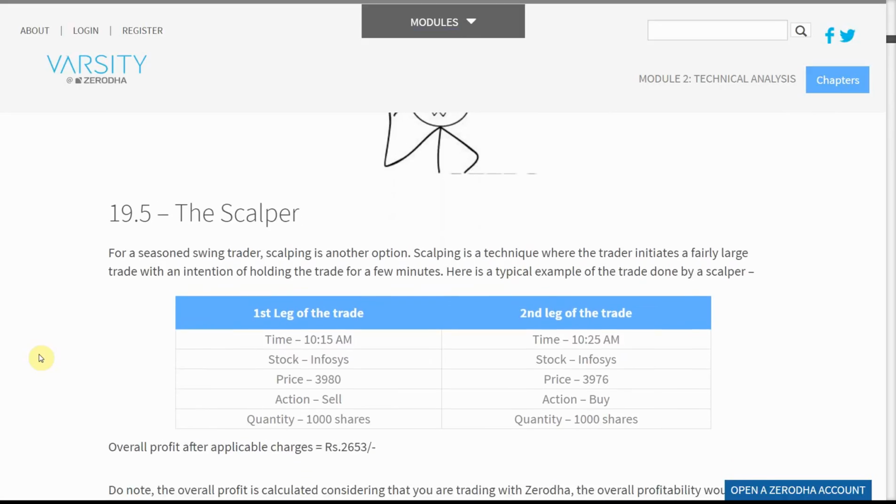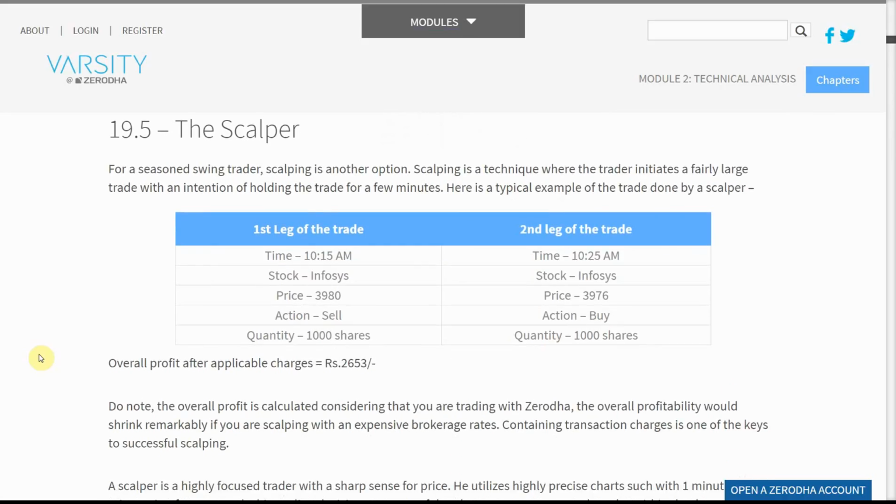19.5 The scalper. For a seasoned swing trader, scalping is another option. Scalping is a technique where the trader initiates a fairly large trade with an intention of holding the trade for a few minutes. Here is a typical example of the trade done by a scalper.